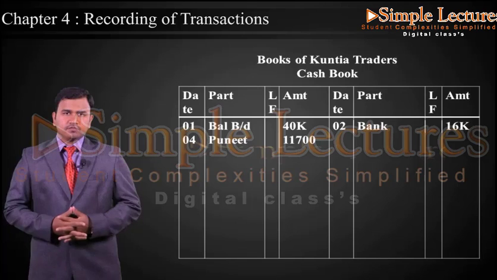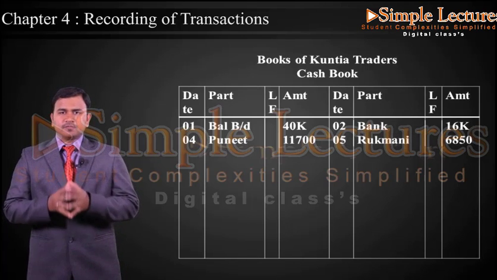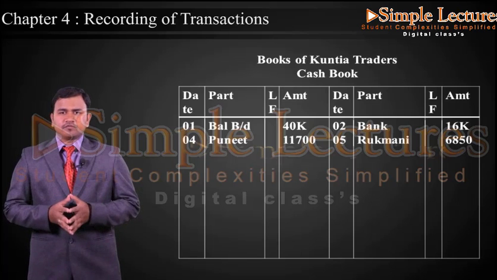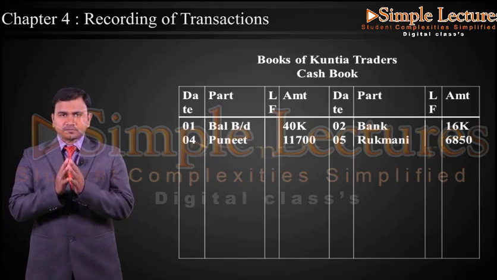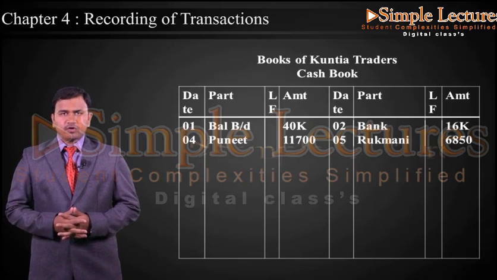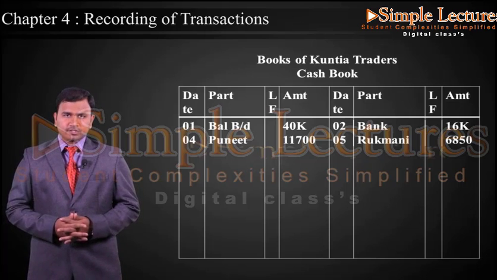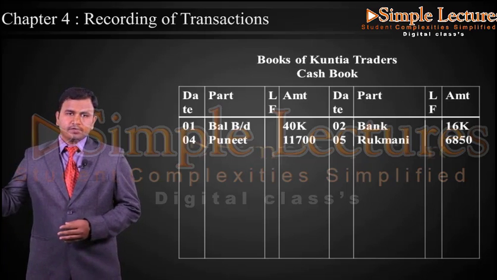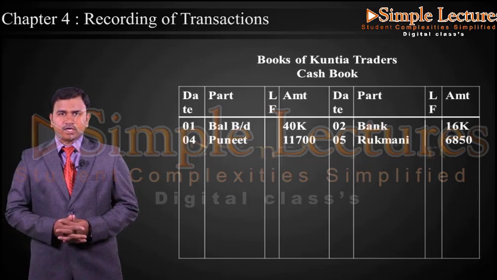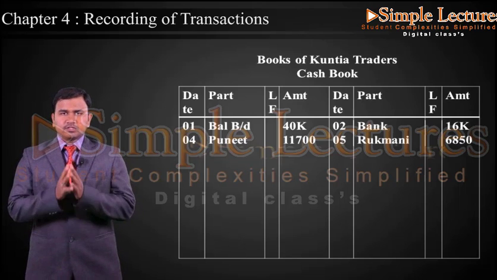Next transaction we have on September 5th, and the transaction here is cash paid to Rukmani in full settlement of claim 6,850. So here we are making a payment to Rukmani. A payment should be recorded on the credit side. So the date will be September 5 on the credit side and the entry will be by Rukmani account in the amount column 6,850.